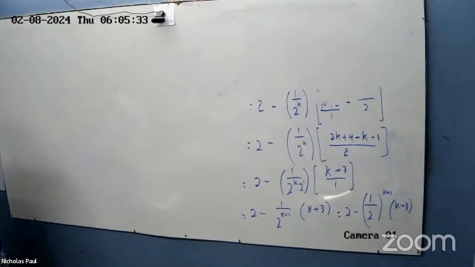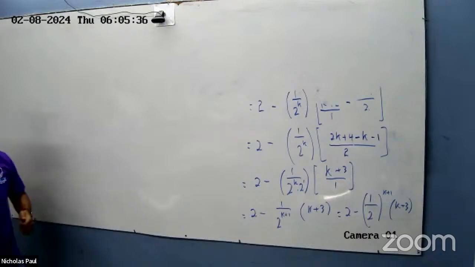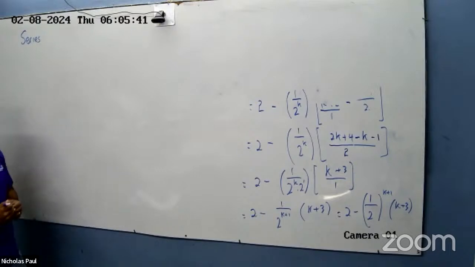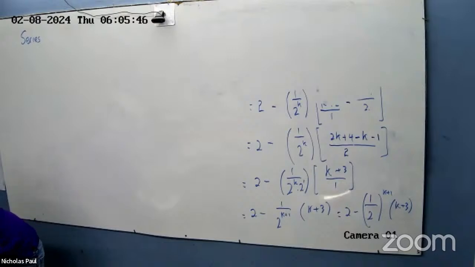Ready? Right, let's take a small note. A series is an add-up series. A series is a sum of all the terms in a sequence.